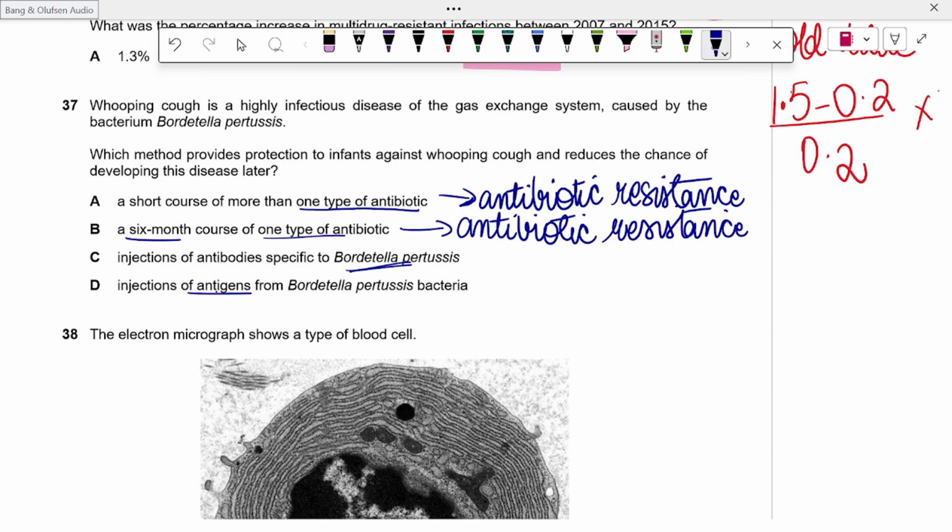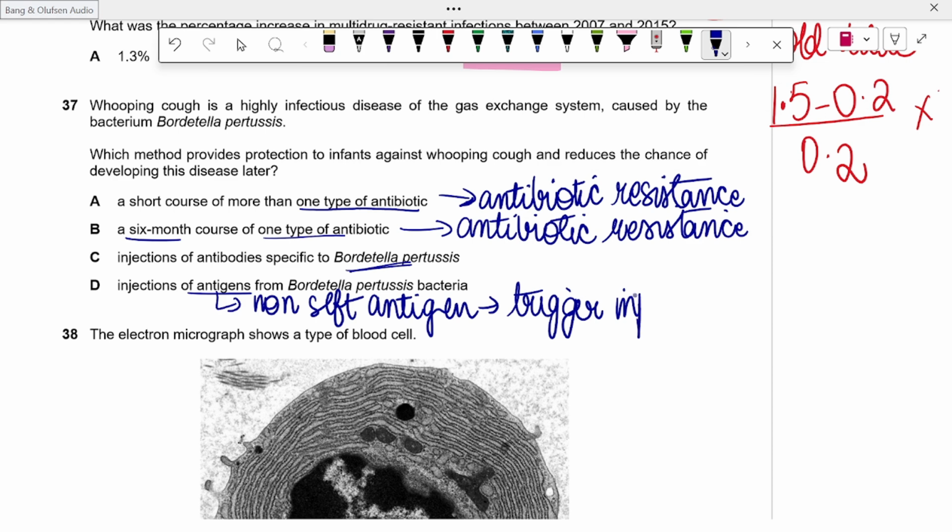So these antigens will be non-self antigen, foreign particles, because of which your immune response will be triggered. Then your memory cells will form, and this will reduce the chance of developing this disease later because memory cells are being made. Trigger immune response. Correct option is D.